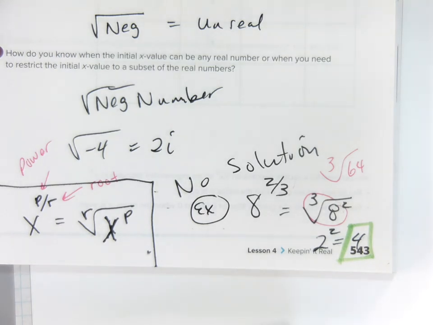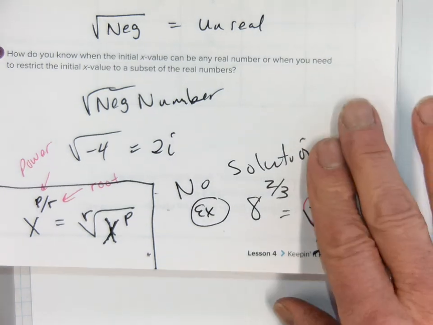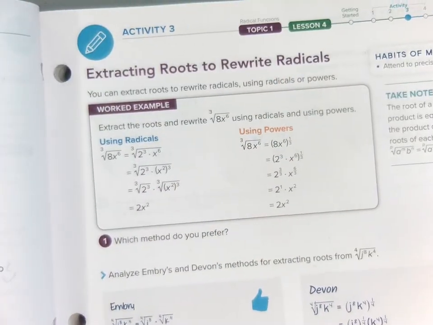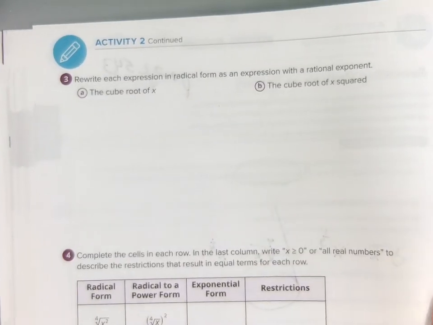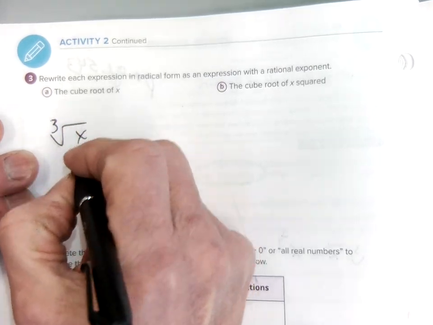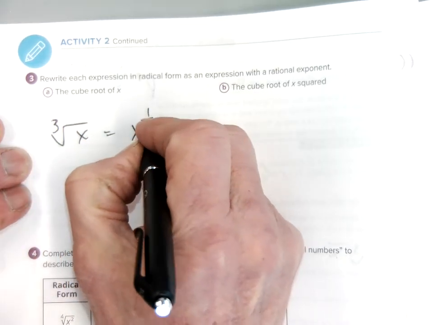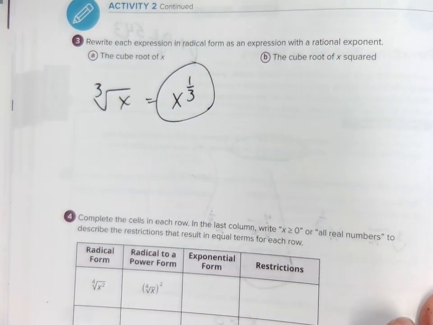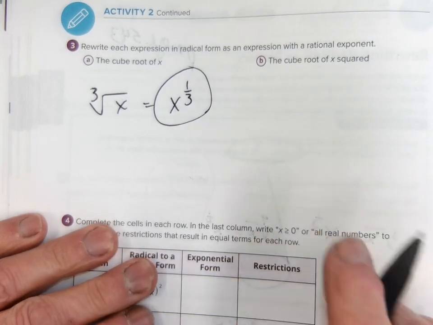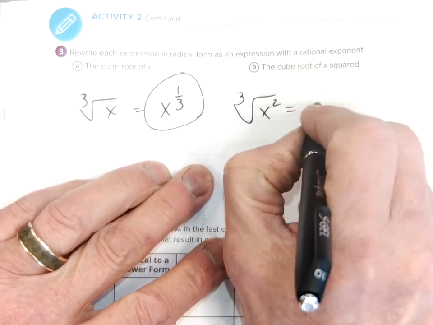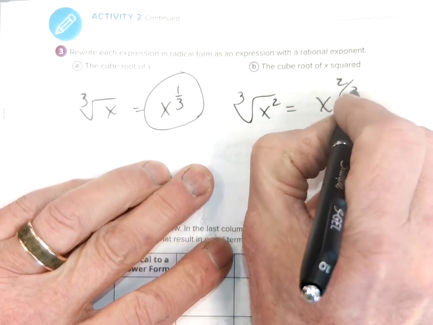So let's take a look at the next page. We know the cube root of x is the same as x to the 1/3 power. Everybody agree with that? It's very important you know this. If you ever take calculus, you have to know this. And then the cube root of x squared is just x to the 2/3 power.